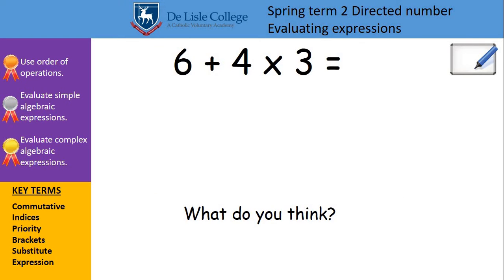Okay. So I'm going to put up a few quickfire questions. What I'd like you to do is, as these questions appear, you're going to write these down in your book exactly as they are shown. Pause it, give yourself 30 seconds to answer it, and then we'll come back and look at the answer. So first up, 6 plus 4 times 3, 30 seconds, give it a go.